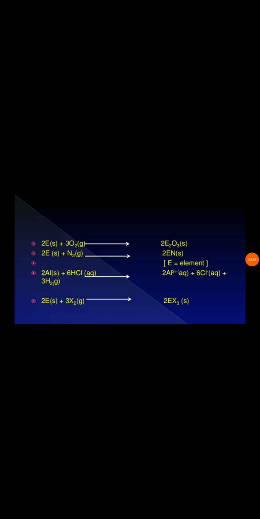Next, the last reaction. When 13th group elements react with halogens, what will happen? Boron trihalide will be forming, like boron trihalide, AlCl3. All trihalides will be forming there.